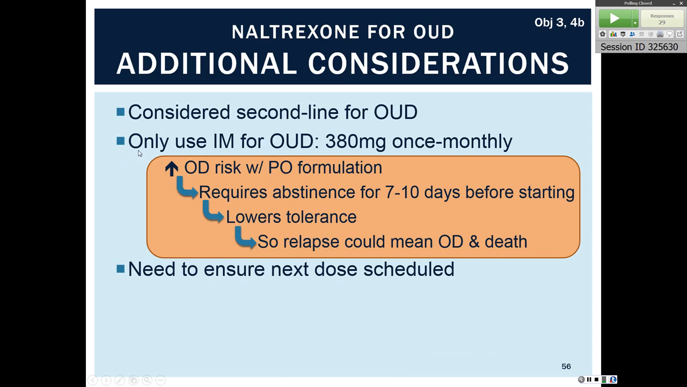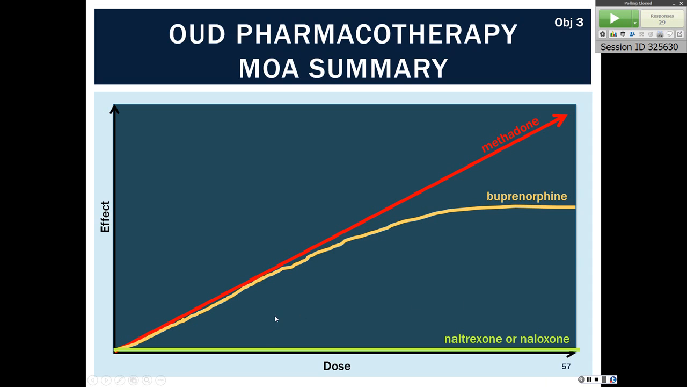So, only use IM for opioid use disorder. The oral formulation has an increased opioid overdose risk, and that's because you have to be abstinent for 7 to 10 days before you start taking it. So if you have to be abstinent, then that ends up lowering your tolerance. So if you do relapse and use within that time period, that could mean an overdose and death. So that's why we always say make sure that the next dose has been scheduled and the person is aware and can get there. So this is just to summarize the different mechanisms of action.